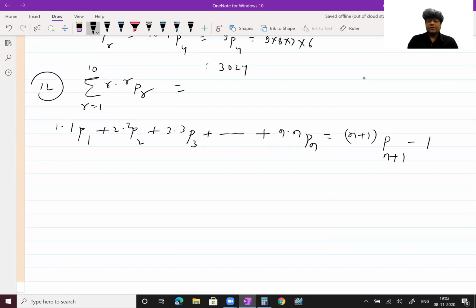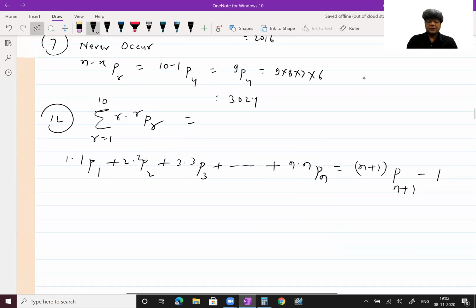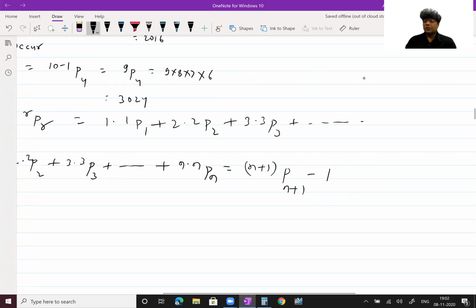Now here, the meaning of this is you go from r is equal to 1 till 10. If I put r is equal to 1, it will be 1 into 1P1 plus. Now what is plus, sir? Summation. If I put 2, it will be 2 into 2P2. If I put 3, it will be 3 into 3P3. Till where can I put? Up till 10. So dot dot dot, the last item will be 10 into 10P10.